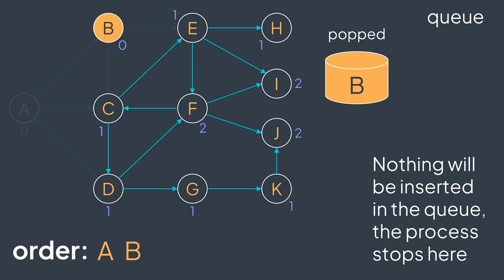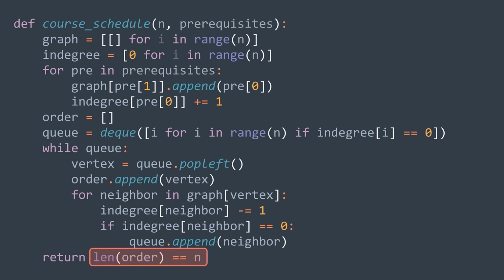And in our problem, we just want to know if we can make an ordering or not. This is why after the loop, we will just compare the length of the order array with n, the number of courses. If they're equal, the algorithm returns true, else it returns false. So we keep the same code, we just change the return statement. We return length of order equal to n.